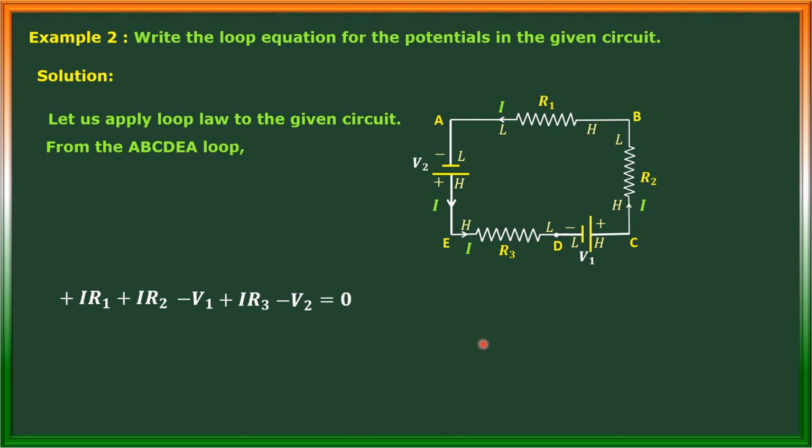That means the algebraic sum of all the potential differences across each element is 0. While taking the potential differences across each element, we have to follow the sign conventions. Okay, so I will show you some more problems on Kirchhoff's laws in the next upcoming videos. Okay, thank you.